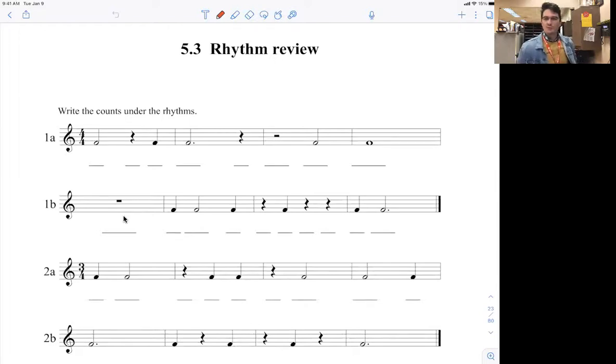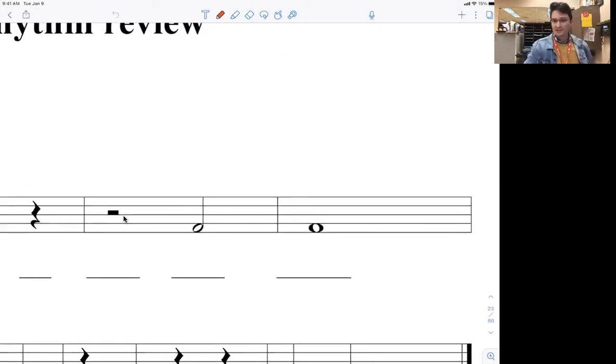Today, we are going to be working on 5.3 and reviewing how to count rhythms. Before we get started today, I just want to remind you of a couple of things. The first is let's remind ourselves of a couple of different rhythmic values that we've talked about.